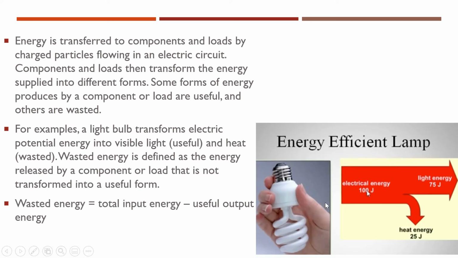So, as you can see, if 100 joules was the electrical energy that goes in, and light energy was 75 joules, then you just figure out 100 take 75 and get 25. If they gave you the heat energy and said find the light energy, then you would just go 100 take 25 and get 75.